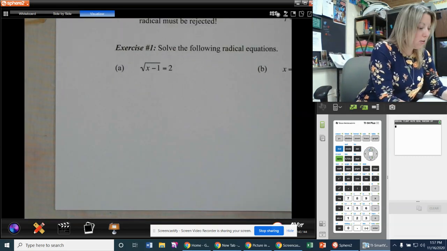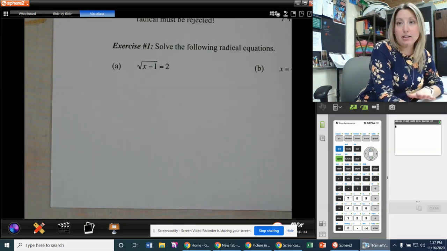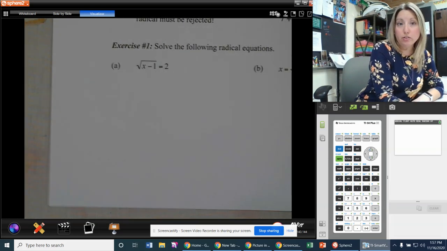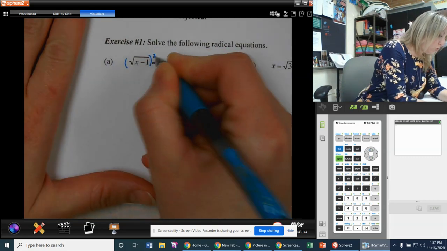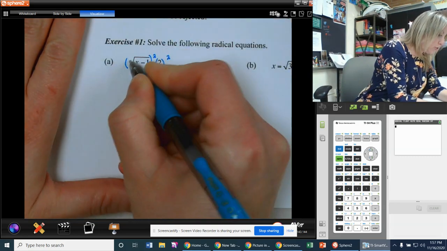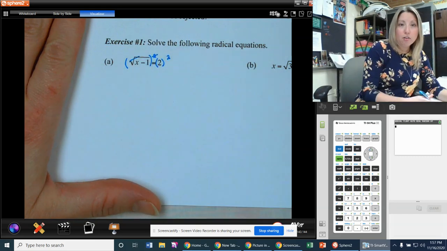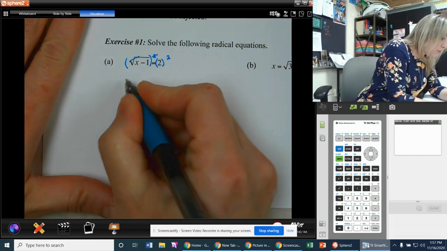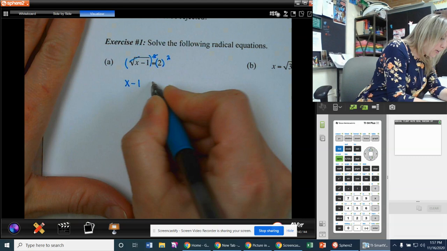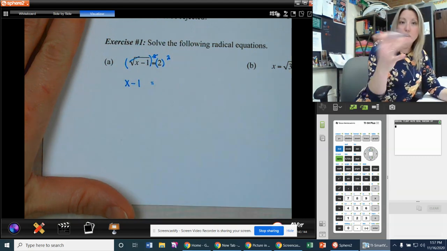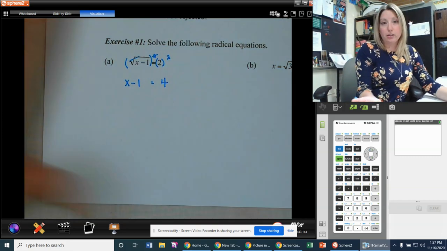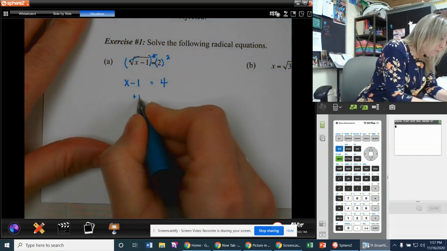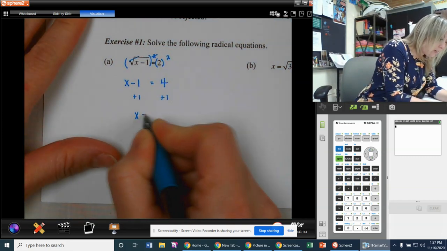So your radical is already by itself. So since my radical is already by itself, I can immediately go to the step of squaring both sides because a square and a radical cancel each other out. So you're left with x minus 1, bring down your equal sign, and then on the other side, you square that. So 2 times 2 is 4. Now we need to get x all by itself, so we add 1 to both sides of the equal sign. We get x equals 5.